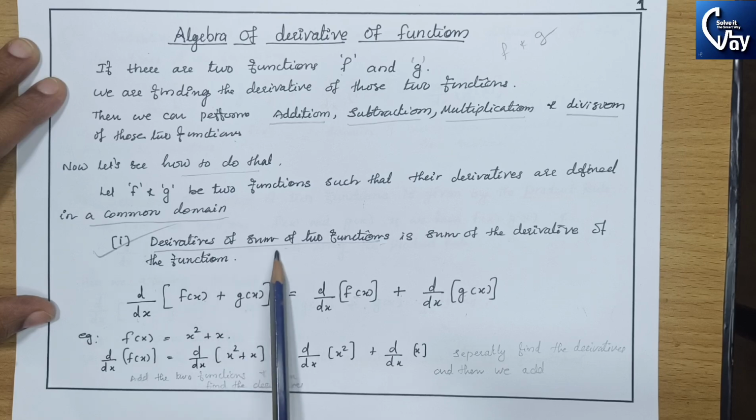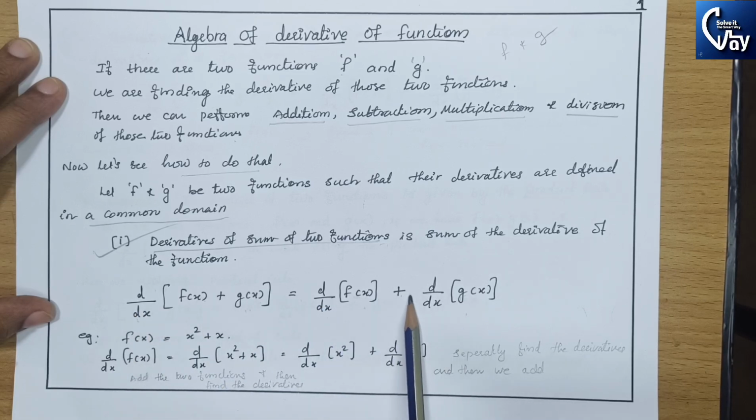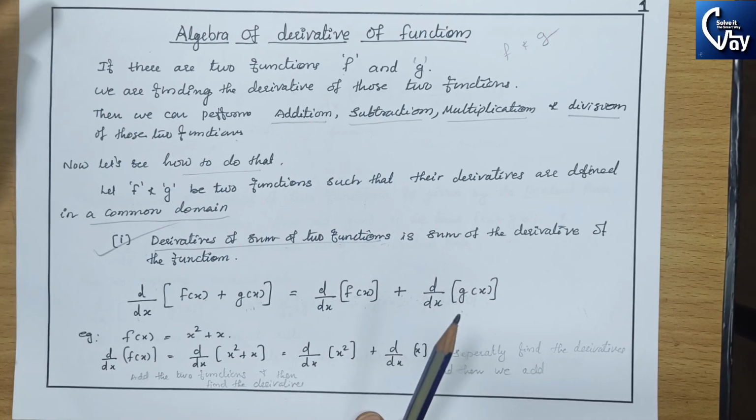That is, the derivative of the sum of two functions, where we first find the sum and then the derivative, is equal to finding the derivatives separately and then adding. Both of them are equal. That we call the derivative of the sum of two functions is the sum of the derivatives of the functions. Is it clear?